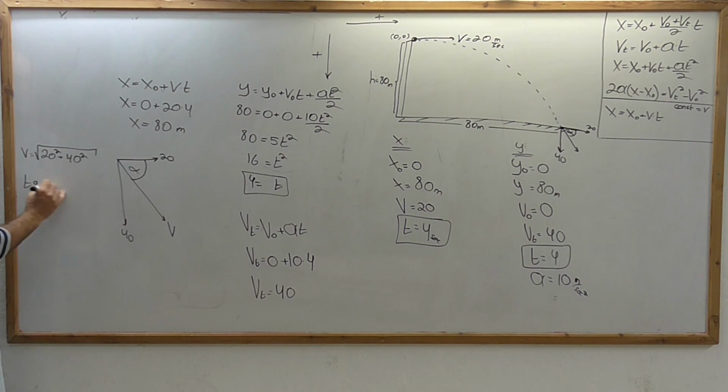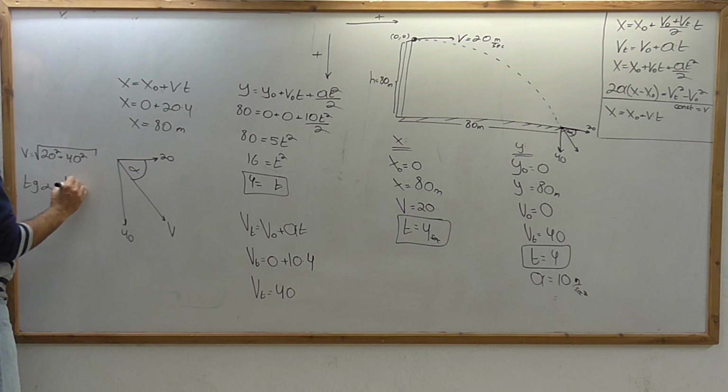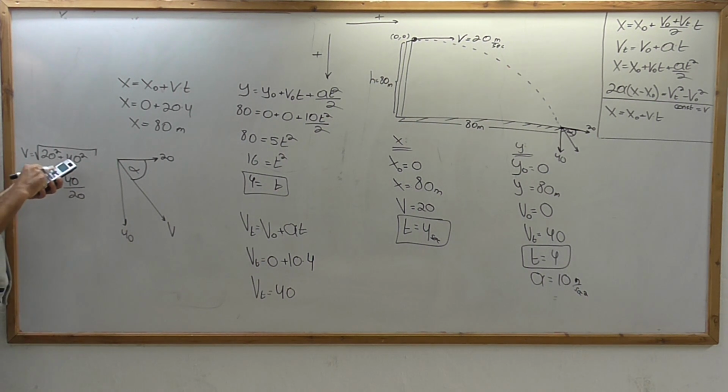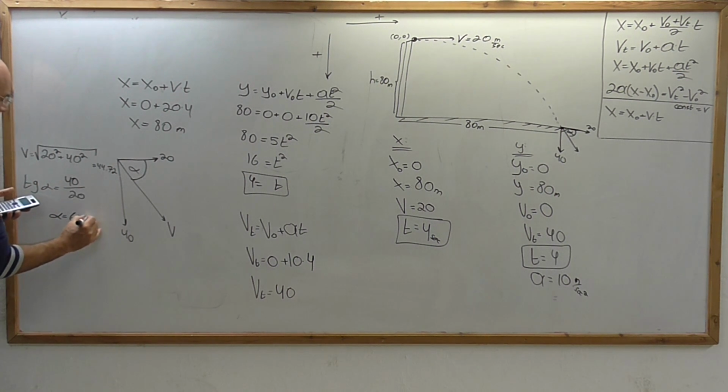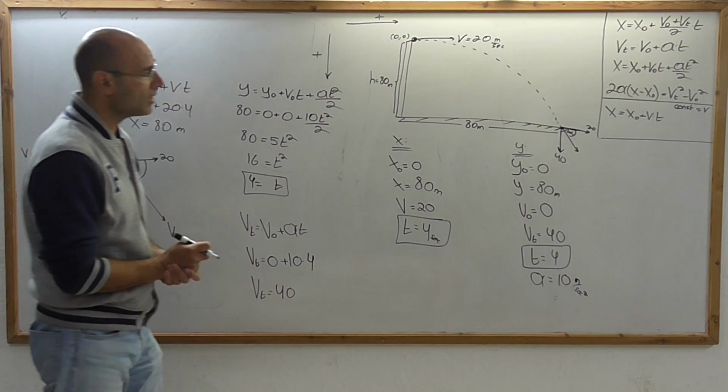And if I want to find the angle, tangent alpha is always the y over the x, 40 over 20. And that's it. That's how I find the v and the alpha. The v will be the square root of 20 squared plus 40 squared, 44.52, and the angle will be shift tangent 2, 63.43 degrees. Okay, now I know everything about this ball.